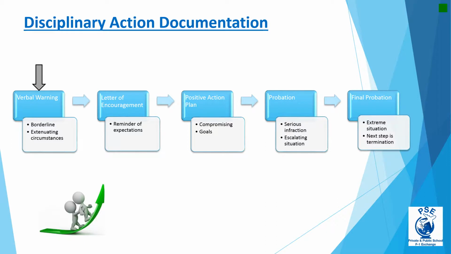First, the student should be given a verbal warning. Some behavior might be seen as borderline or based on extenuating circumstances. Certain behaviors may be justified but not acceptable, depending on the situation.